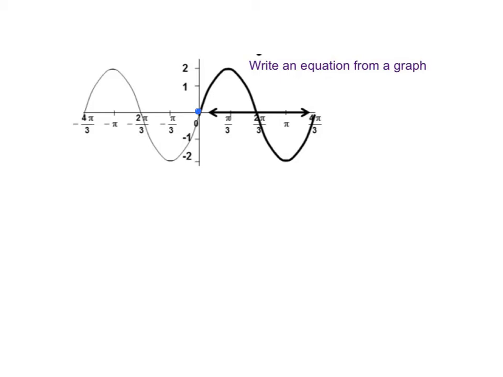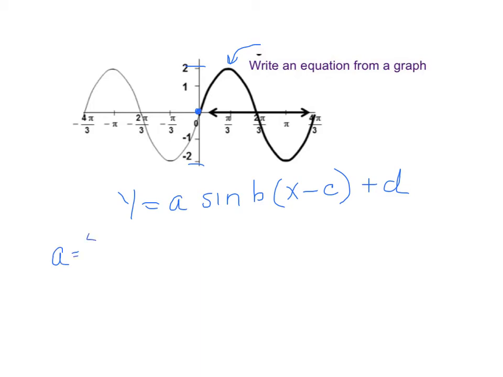Okay, so let's use sine. I'm going to write y equals a sine b x, and I'll just put minus c, and then plus d. We'll figure out what a, b, c, and d are from the graph. All right, so the first thing we want to look at is the amplitude of the graph. It goes from 2 to negative 2, that's 4. So a is 4 divided by 2, so a is just 2.